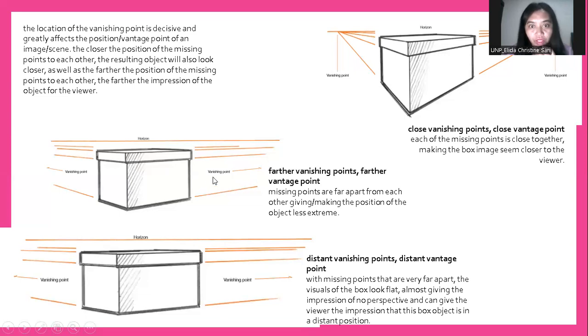How about image 2? This has further vanishing points and a further vantage point. The vanishing points are far apart from each other, making the position of the object less extreme. And for the third picture, this has distant vanishing points and a distant vantage point, with vanishing points that are very far apart. The visual of the book looks flat, almost giving the impression of no perspective, and can give the viewer the impression that this book object is in a distant position.